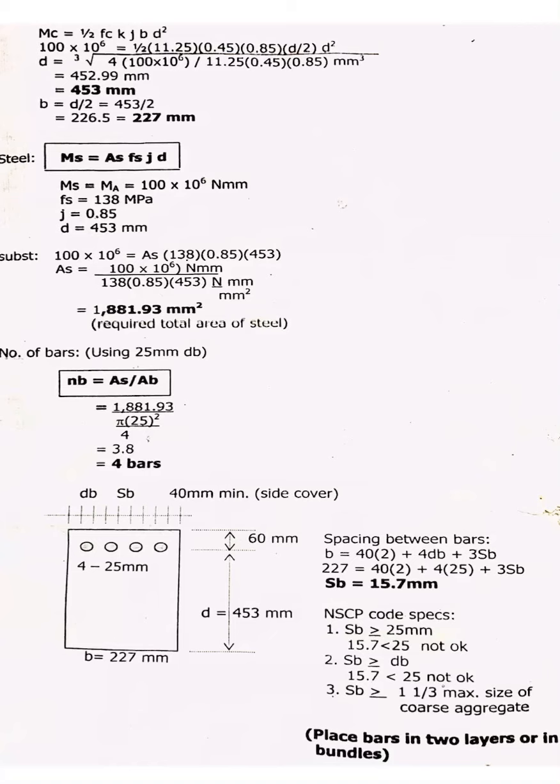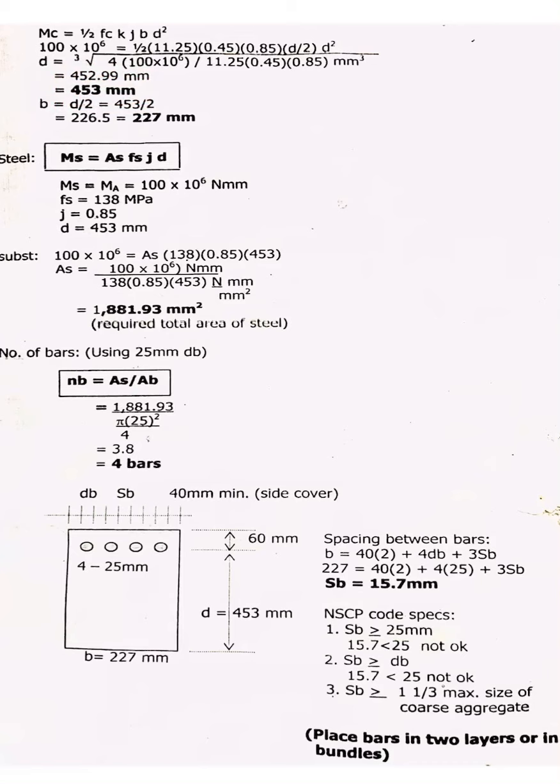Your B is D over 2, and you have D raised to the power 2. So you have D squared and D, so D cubed, or you just have the cube root of 4 times 100 times 10 to the power of 6 divided by 11.25 times 0.45 times 0.85 in millimeter cubed. So now you have your D equal to 452.99, or you just round it up to 453.